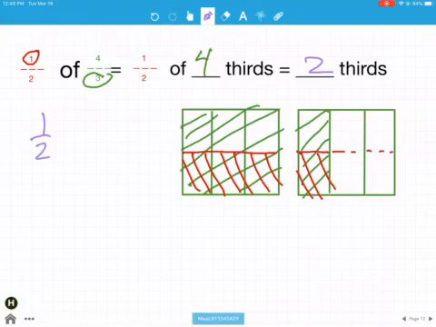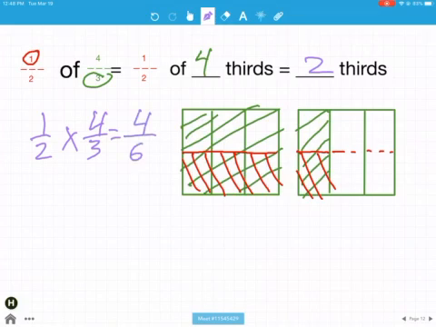Multiplication, 1/2 times 4/3, we would get 4/6. Because we have 1, 2, 3, 4 sections out of 6. Okay, now again, we're actually doing 6 here. All right, there's 6 sections in one whole, but only 4 of them out of the 4/3 is shaded in.